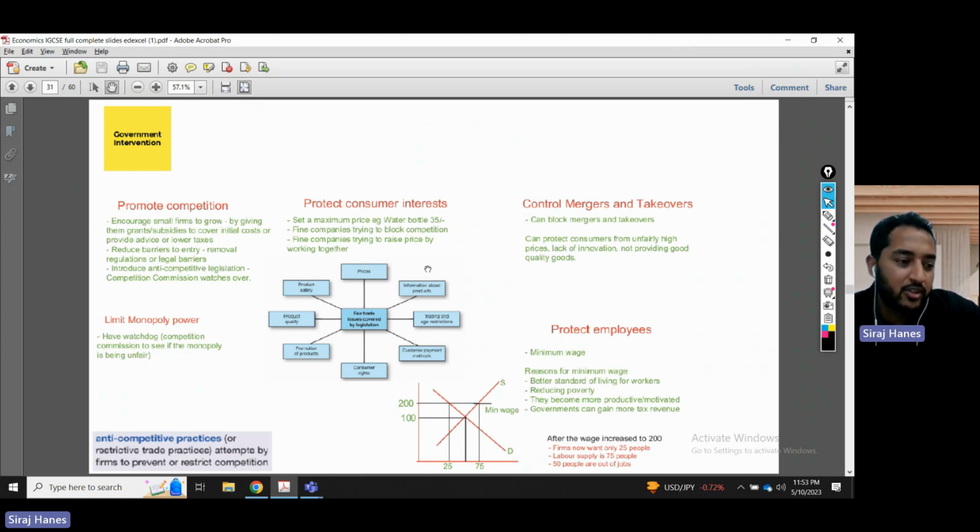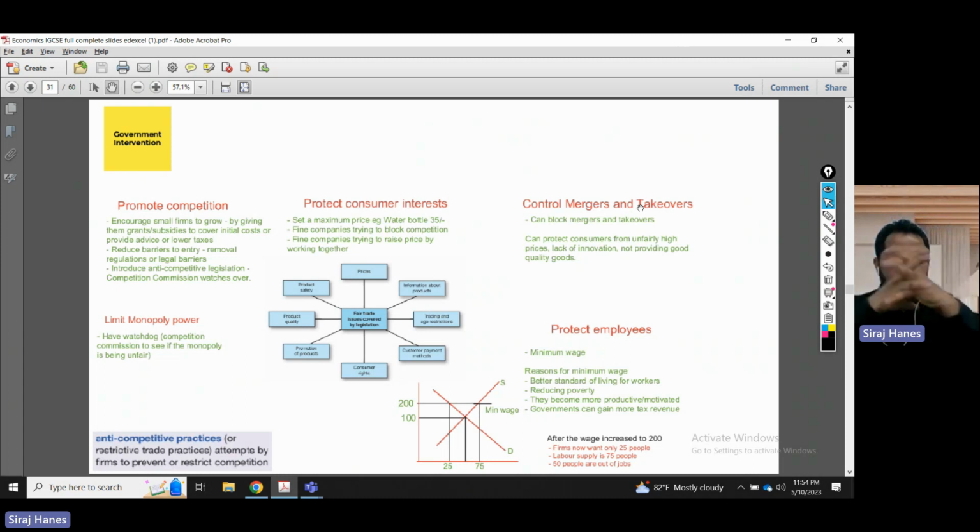You can set a maximum price. For example, a bottle of water. They can set the price to 35 rupees, for example. And they can say, this is the maximum price. You can't charge higher than that. Can't exploit the customer. They can fine companies who try to block competition so that consumers can now get better innovative stuff. They can fine companies trying to raise price by working together. Remember I talked about collusion? If you work together and try to raise price, they can fine you. Consumers will benefit then.